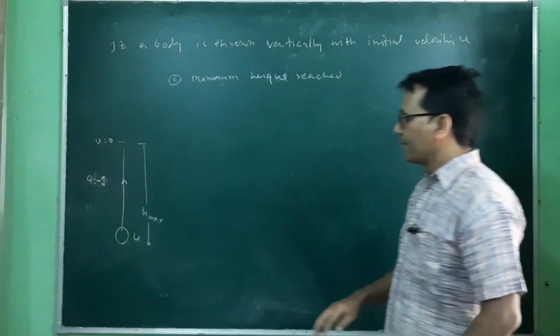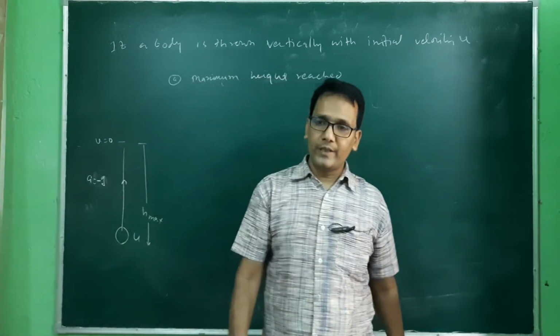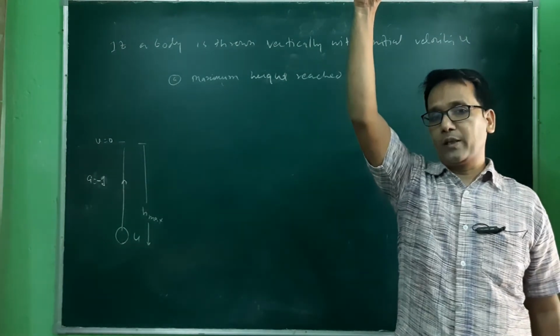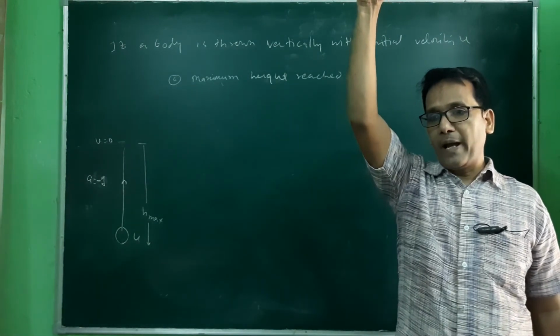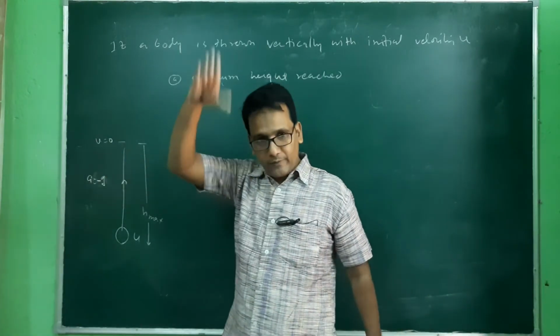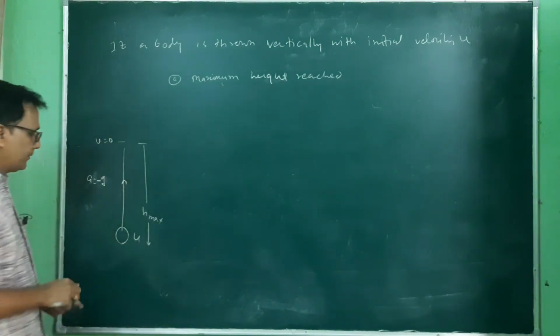So here we throw it from here, we toss it upward from the bottom with initial velocity u. So the maximum height it can reach, we can calculate. At the maximum height, at the top, the final velocity will be 0. After that it will come back. So at the maximum height we have to take v equal to 0.